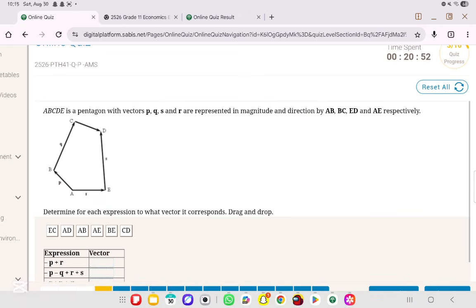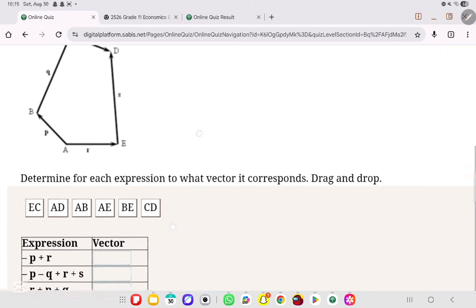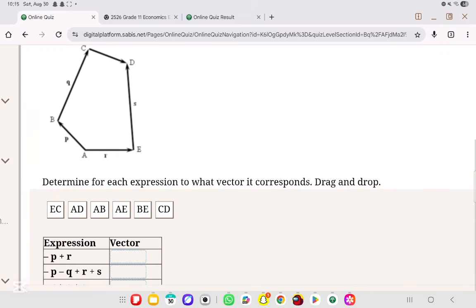Now, A, B, C, D, E is a pentagon with vectors P, Q, S, and R are represented in magnitude and direction by AB, BC, ED, and AE respectively. Determine for each expression to what vector it corresponds. I know this question is hard to understand at first. But very simply, they are looking for the expression. So let's do the first one together and maybe it will be a bit clearer.